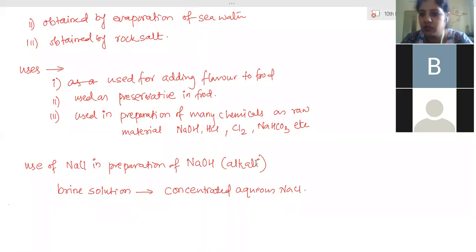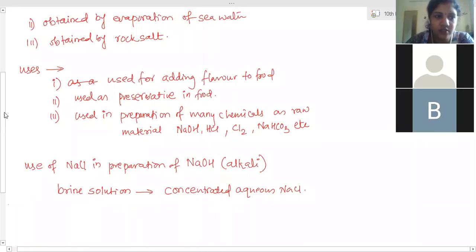That means we have to dissolve a large quantity of sodium chloride in water, which we call concentrated. More sodium chloride has to be taken, and when a large amount is dissolved in water, we call it brine solution. Now we have to pass electric current through it, so electrolysis will take place.